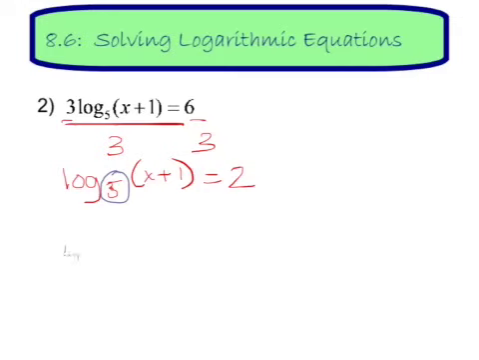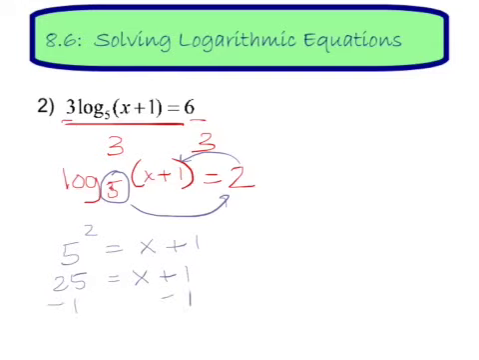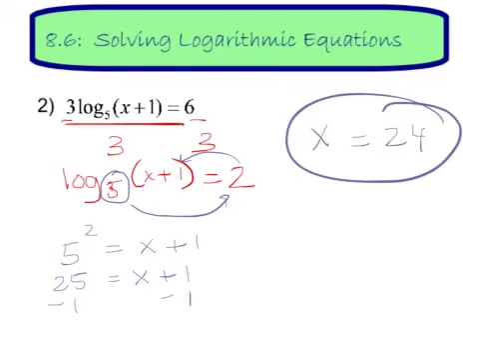So I'm going to start with the base. 5 to the second power equals x plus 1, whatever I'm taking the log of. 25 equals x plus 1. And now I'm going to get x by itself. Sometimes we have that little extra step: x equals 24. And again, I'm just going to make sure that I'm not taking the log of a negative value. When I plug that in, I should be taking the log of positive 25, and that means that my solution should hold true.